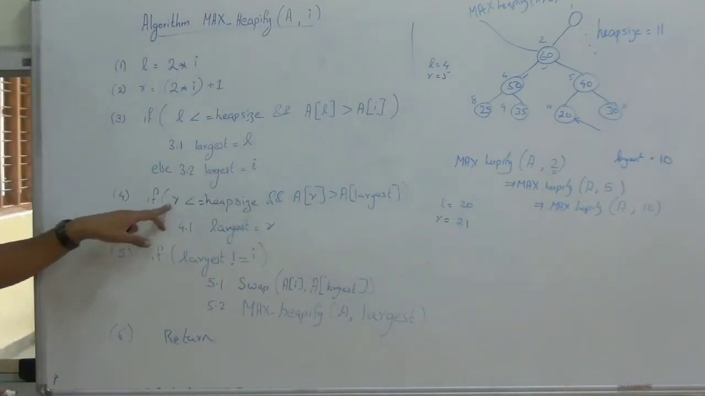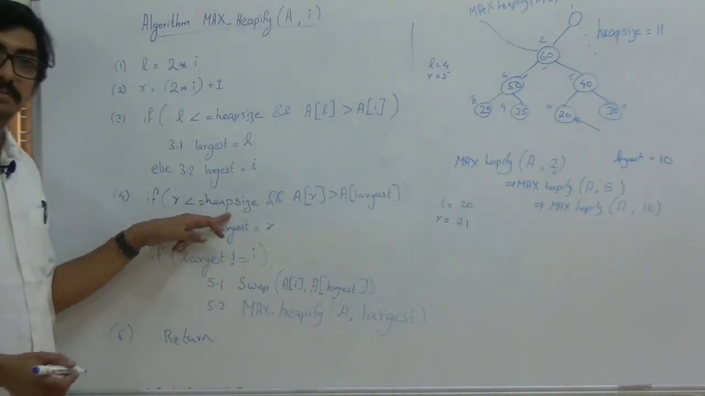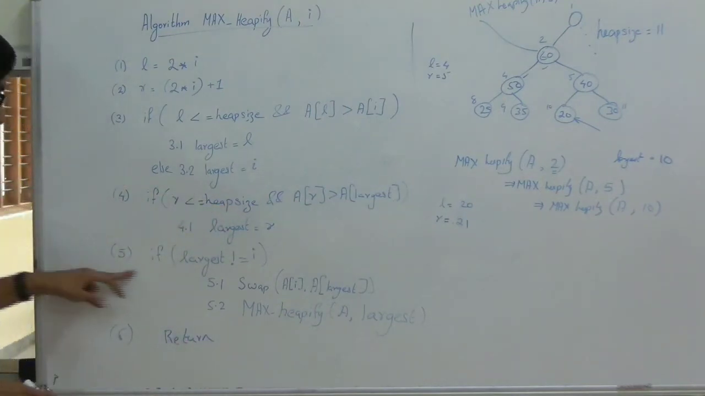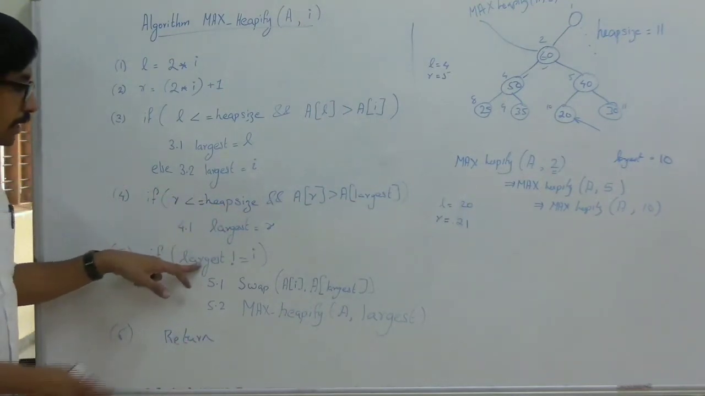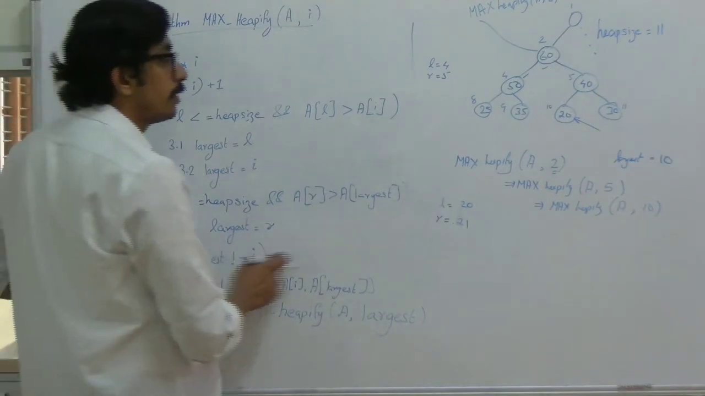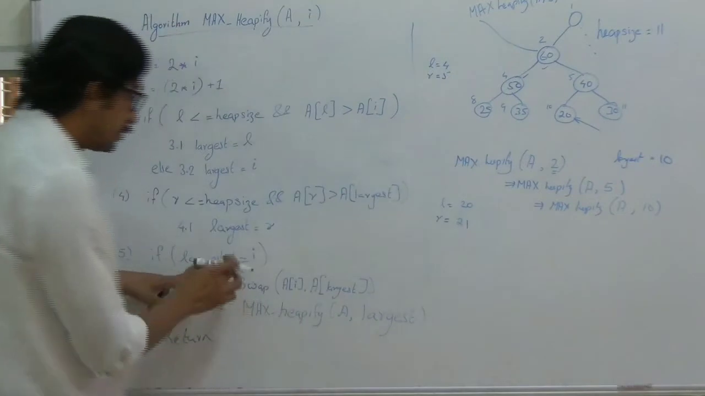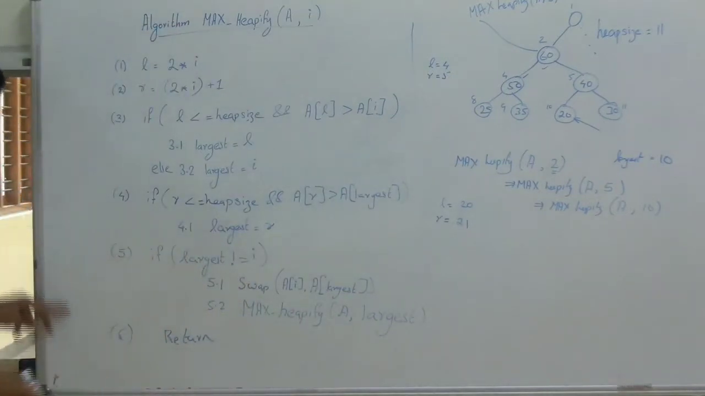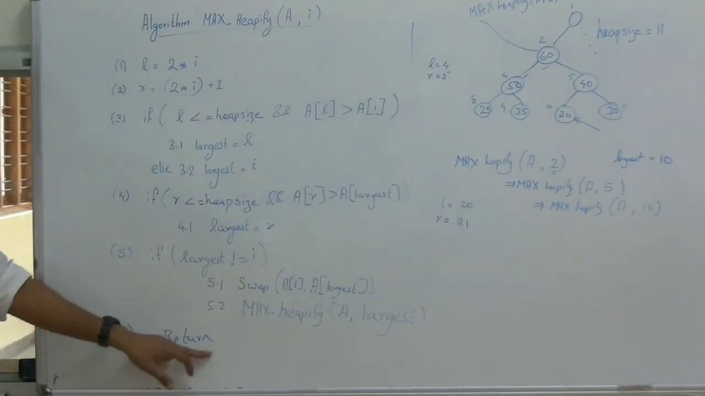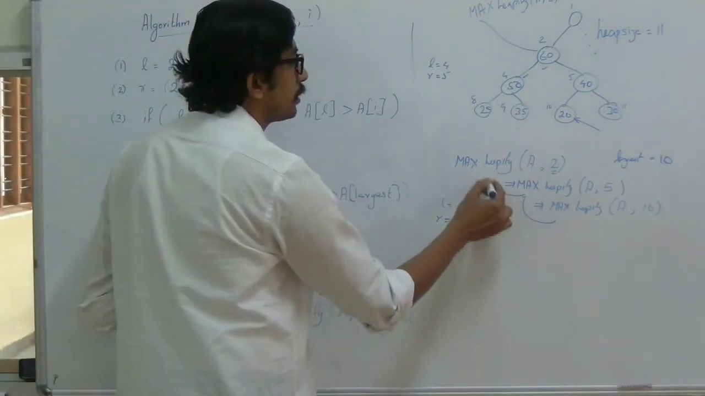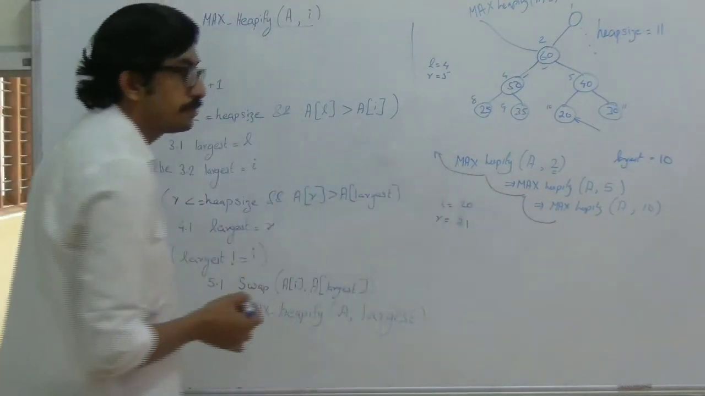Now again we are checking if R is less than or equal to heap size. Again condition is false. It is not a valid node. So it will come to line number 5. I am checking whether largest not equal to I. Largest is 10. I is also 10. Which means this condition is also false. We will come to line number 6 and here we will return from the function. So it will go to return. It will go back. Okay.